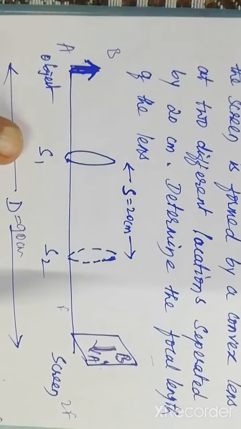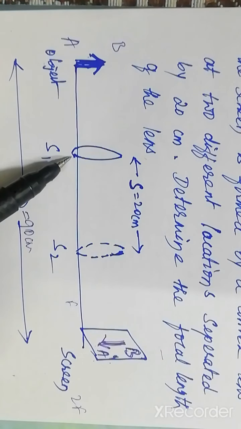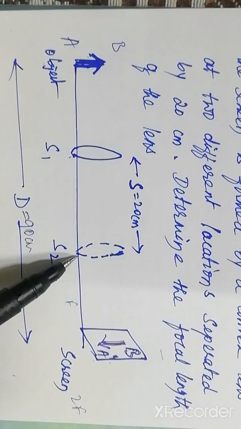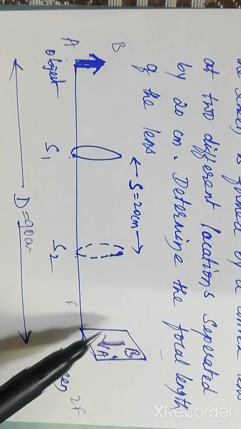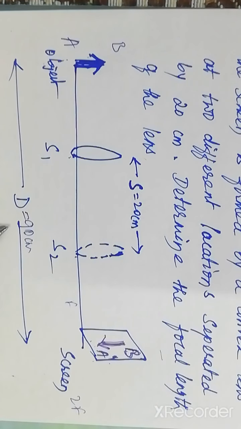So refer to the diagram. This is the given lens. It is to be placed at two different locations. Location 1, location 2. Object AB is the object and this is the screen. Object and screen distance is given 90 centimeter. It is to be fixed.